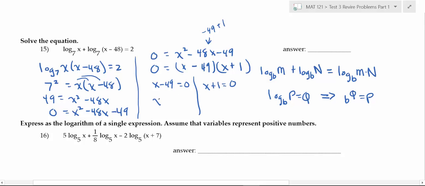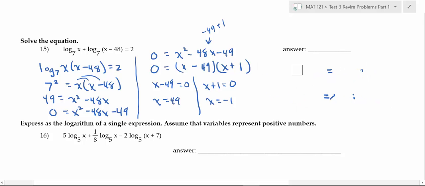So this equation would produce the answer 49, and this equation would produce the answer negative 1. Now, you've got to be sure on these problems that you check your answer, because they don't always work. So let's start with the 49.